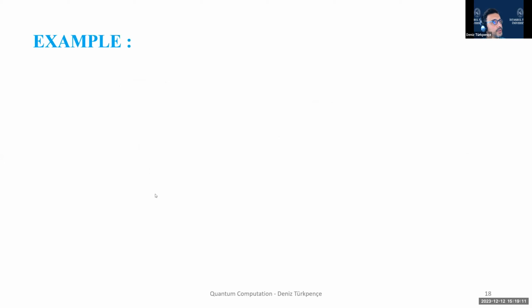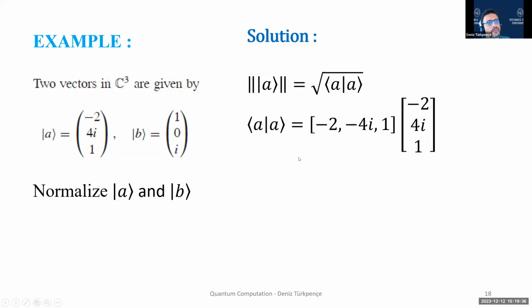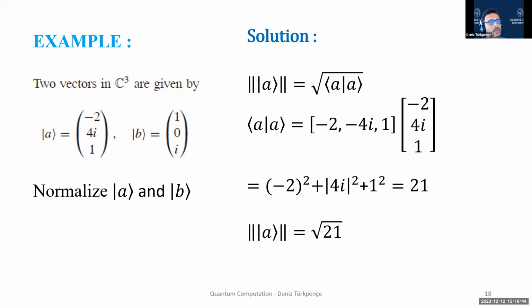So let's have a quick example about this. Consider two vectors in a three-dimensional complex vector space given by A and B. Please normalize A and B, okay? This solution is straightforward to find. Simply, what we should do is find the length of A by taking the square root of the inner product of A. We can do it by the normal inner product matrix representation. If you multiply them, what you will obtain is a number.